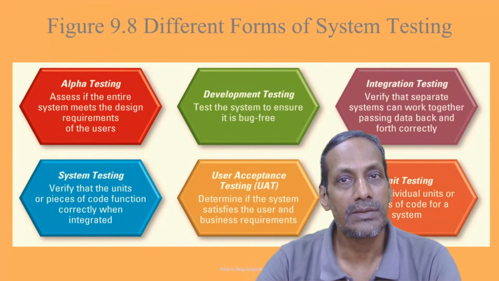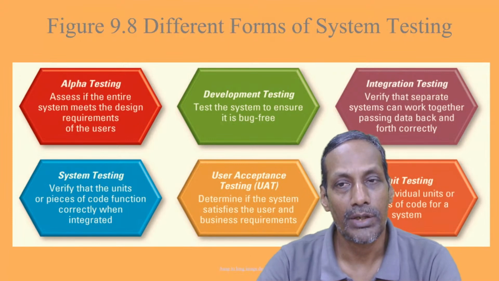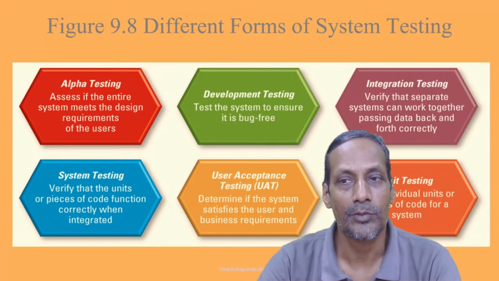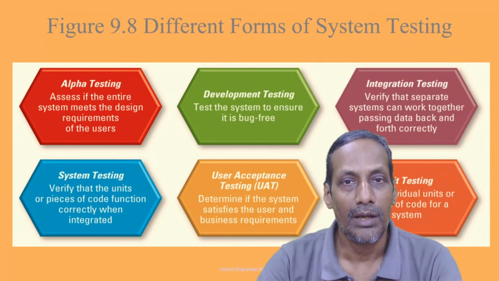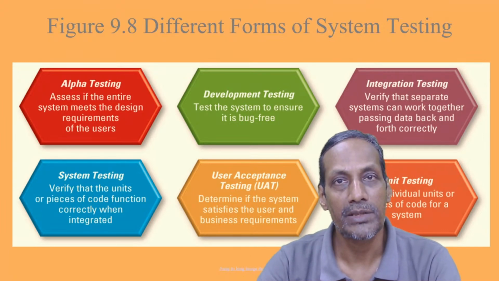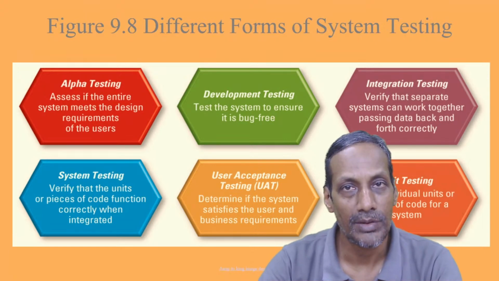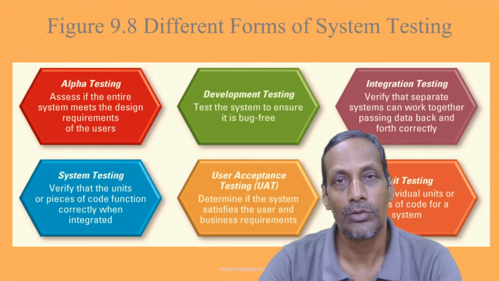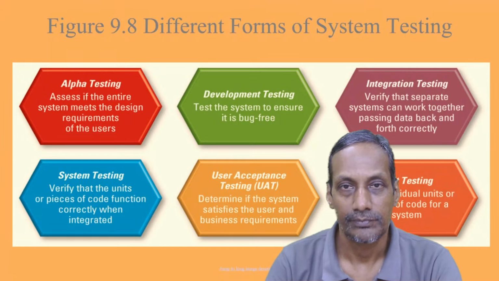Unit testing is important whenever you are developing a new system. Unit testing is done. That means you test individual units or pieces of code for a system. Finally, you need to also do a user acceptance testing. Once the solution is designed, then you test for user acceptance. That means you need to determine if the system satisfies all the users and business requirements.